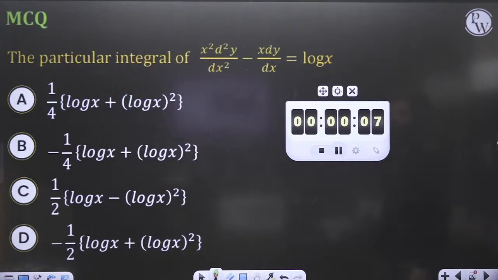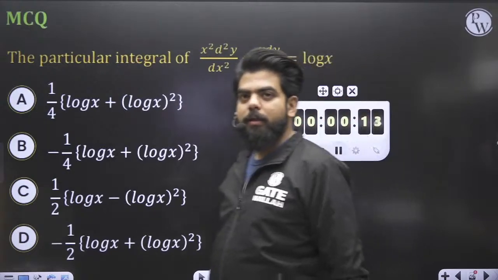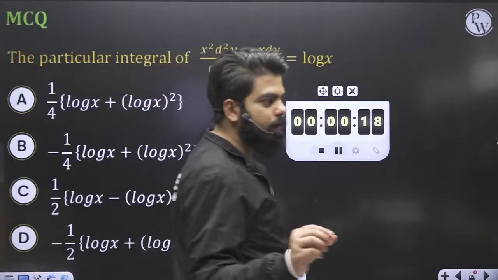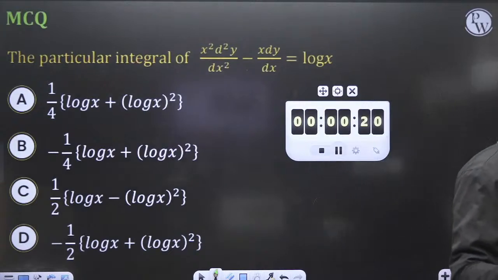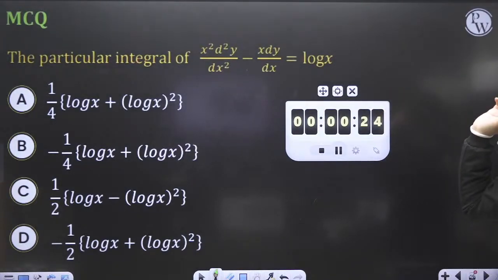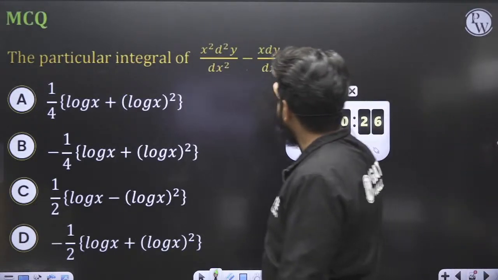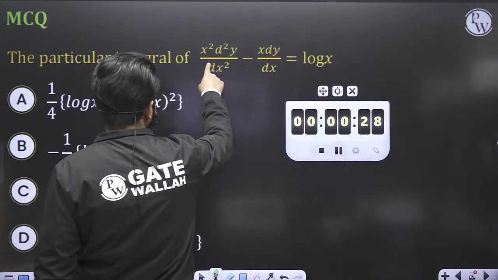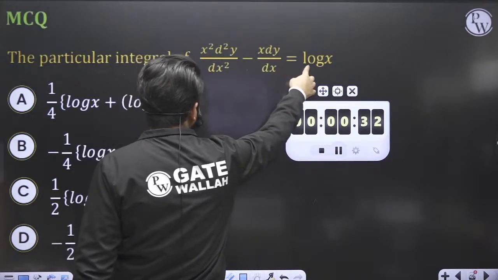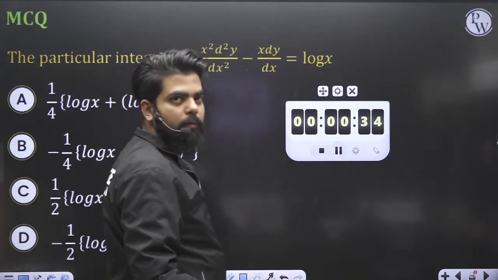x square d2y by dx square minus x dy by dx equals log x. I have already told you how to solve these type of questions. These are called Cauchy-Euler differential equations. You can simply choose x equal to e to the power z and completely convert this expression in the form of z. For example, this will become D into (D minus 1) y, this becomes Dy, and this becomes log x, which will obviously become z.